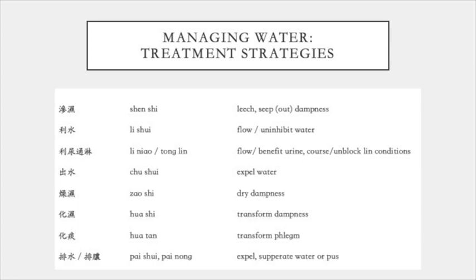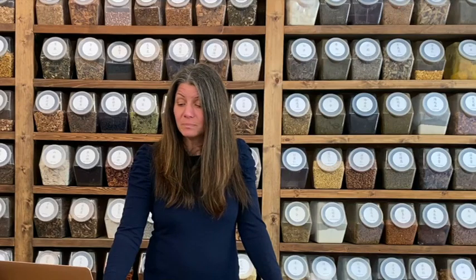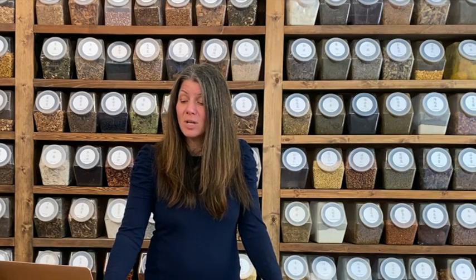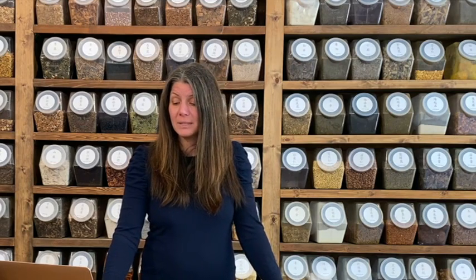Chu shui is to expel water. Zao shi, again, this one is drying. So drying something is quite different than having it leach out. Hua shi is to transform, different also than hua tan. So how we're transforming dampness or how we're transforming phlegm, we have to actually change it. And then the last one is to expel, or to pai shui or pai nong, to get these phlegm nodules or pus out of the body.